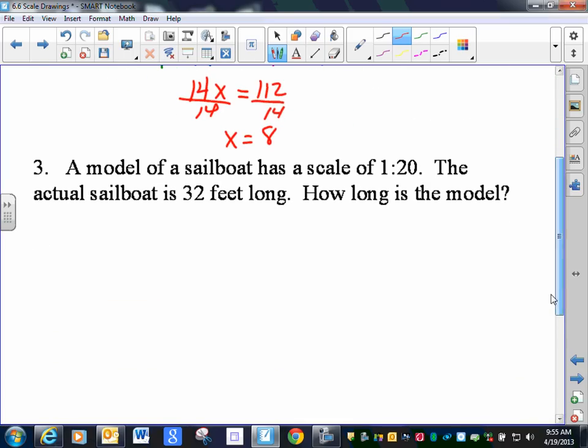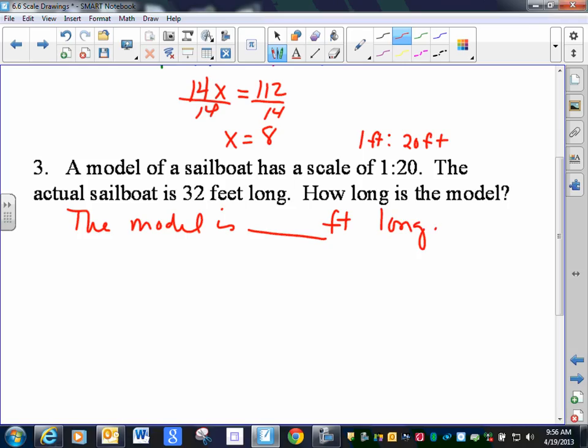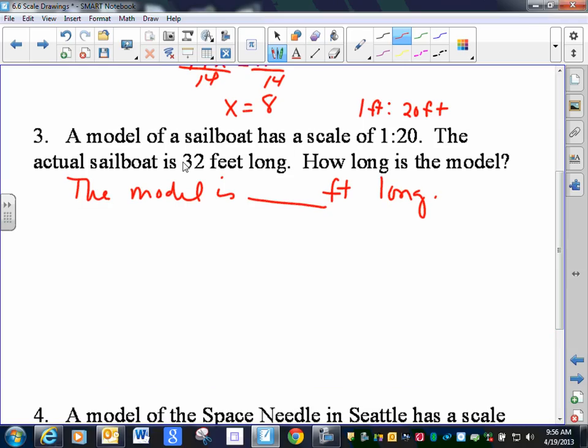Let's set up another one. The model of a sailboat has a scale of 1 to 20. Now, they're not telling us the units here, but down here they tell us the actual sailboat is 32 feet long. So that means 1 foot represents 20 feet. How long is the model? S statement. The model is blank feet long. Since it's a model, we expect it to be less than the actual sailboat, so we hope that works out well. We're going to set up our proportion.